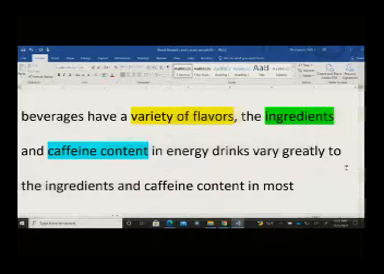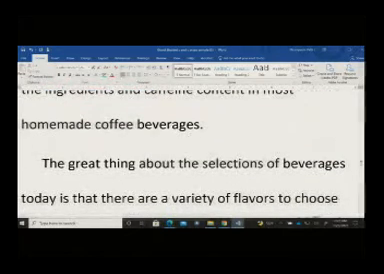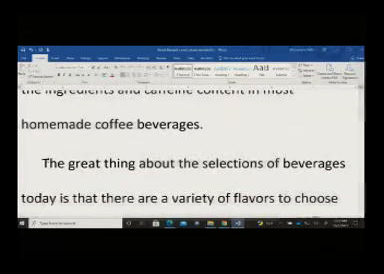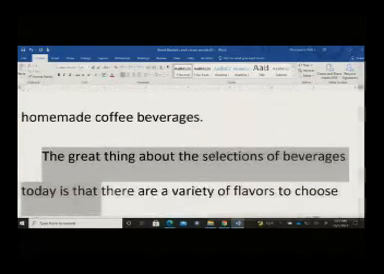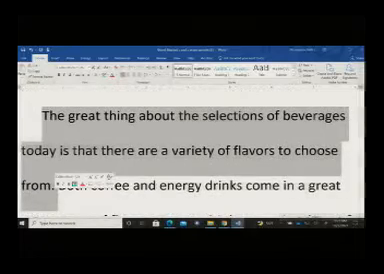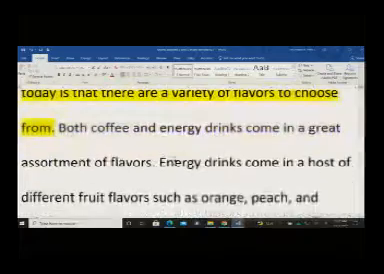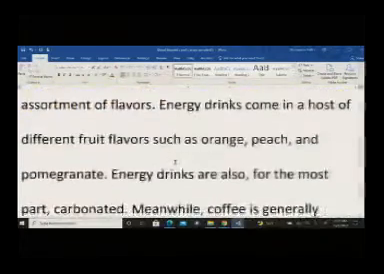So I'm going to go down and look and see what the second paragraph says. The great thing about the selections of beverages today is that there are a variety of flavors to choose from. Yeah, that's great. That is definitely the right topic sentence, okay? So that should be yellow. I just followed them in order. I'm not even going to go down. I'm going to look at the next paragraph.